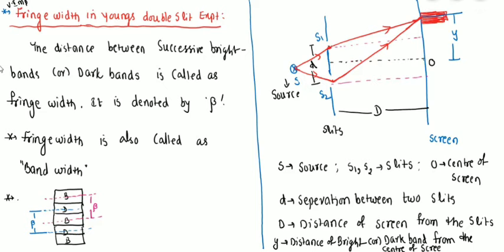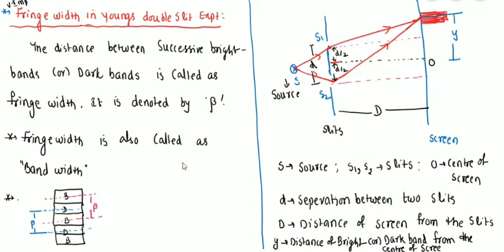What is this distance? This distance is d by 2, right? And this is also d by 2. Why is it d by 2 and d by 2? Because we know the separation between the two slits is d, and this is the half, and this is the remaining half, d by 2, d by 2. If you add this d by 2 and this d by 2, we will get d. d is the separation between the two slits.